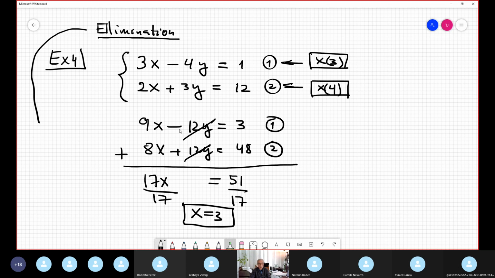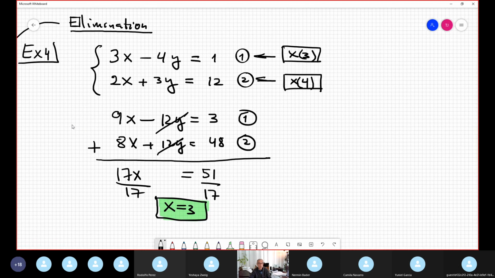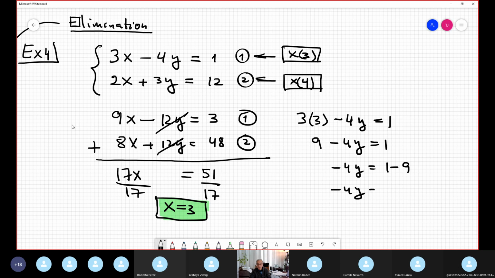And remember, I need to find x and y. Therefore, with this x value, use substitution in either equation. Which equation? The one you consider easier. In my personal opinion, though some students say differently, use substitution in the first one. So 3 times 3 minus 4y equals 1. 3 times 3 is 9. Negative 4y is equal to 1 minus 9, which is negative 8. Divide by negative 4 on both sides: y is 2. Therefore, the solution is the point, expressed as an ordered pair, (3, 2).